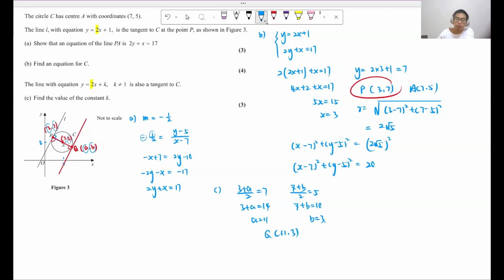Then to find the value of k, since Q is a point on the line, if we substitute in, that would be a true statement. So x equal to 11, y equal to 3. If we substitute in, 3 is equal to 2 times 11 plus k. So k is just equal to 3 minus 2 times 11, which is negative 19. So therefore, the equation is just y equal to 2x minus 19.